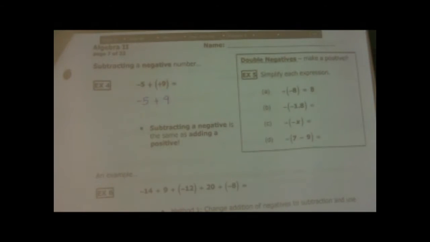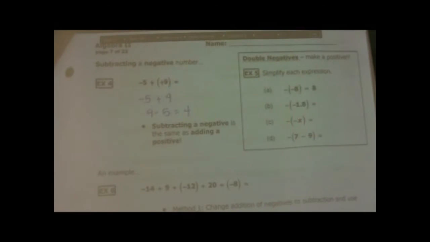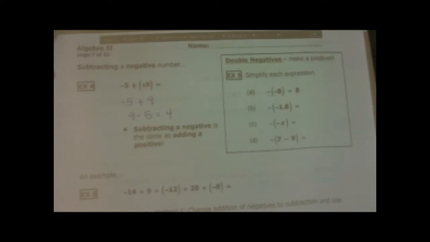We have plenty of methods that we can do this. One of the things we can do, since we're adding, is switch the order, and this now becomes 9 minus 5, which is 4. A quick trip over to the box here. Keep in mind, negative 8 is positive 8. Negative 1.8 is positive 1.8. These are easy. This is when it comes into play that we don't always think of it.